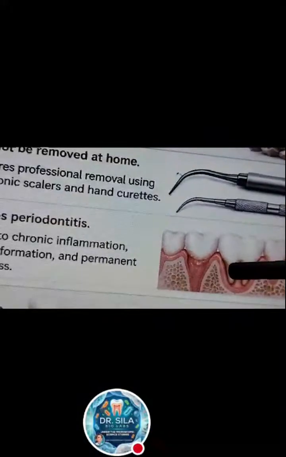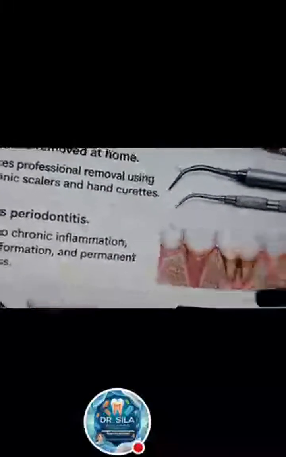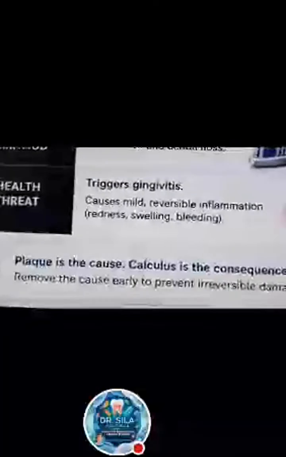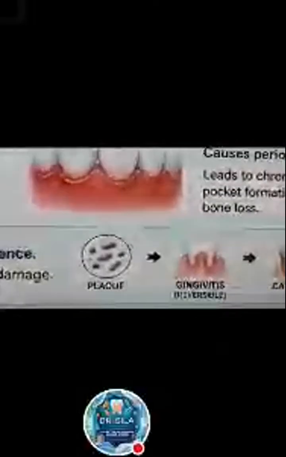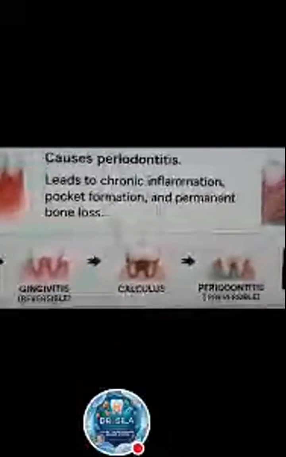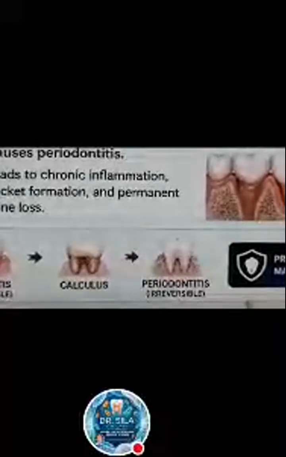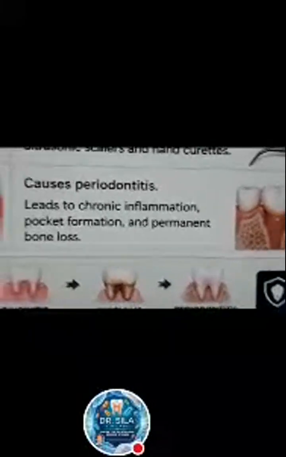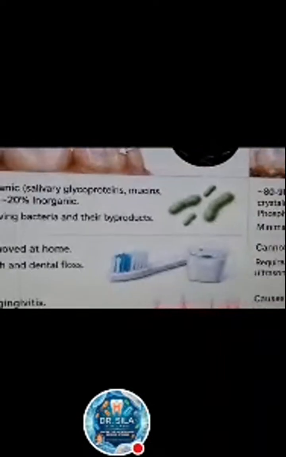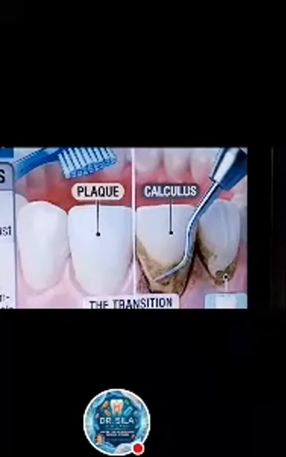Periodontal pocket and destruction of the bone. That's what this is doing. So plaque is the cause, calculus is the consequence. Remove the cause early to prevent irreversible damage. Plaque, gingivitis, calculus, and then periodontitis. That is irreversible. So professional care makes the difference.